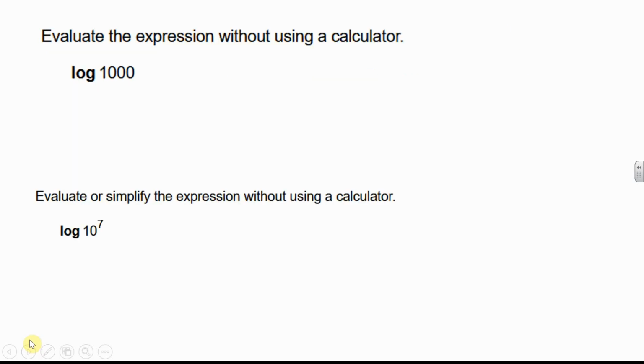Whoa! Okay, we have to keep moving. Be quiet, Ernest. Okay, evaluate the expression without using a calculator. All right. So here, 10 is called the common base. The common base is 10. Sometimes it's not written.